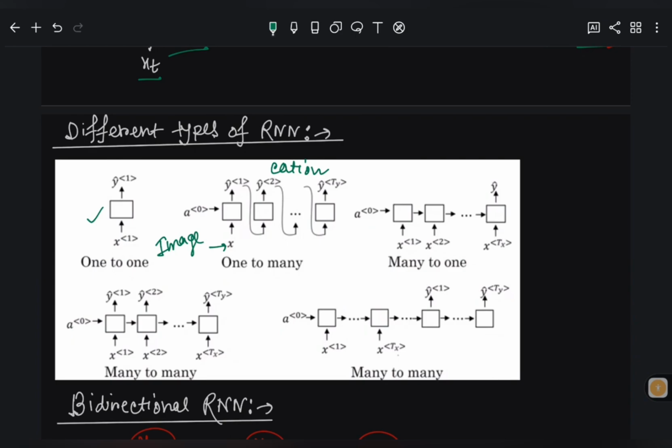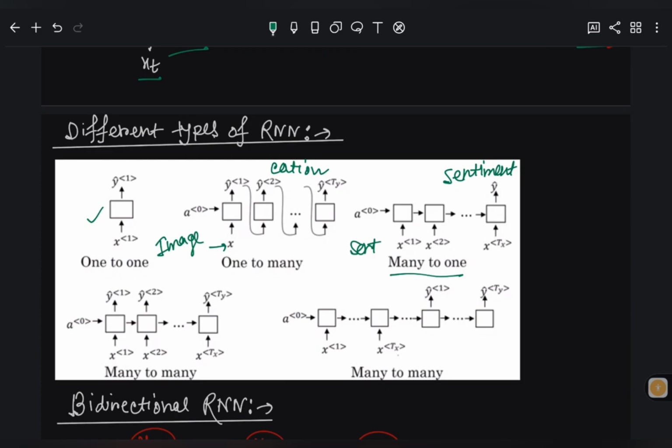Then we have many-to-one, right? So many-to-one is like we are passing a sentence. So this is my sentence which we are passing, and finally at the last timestamp we are getting a sentiment, right? So this is another type of RNN architecture where we are using a many-to-one architecture, and we are doing a sentiment classification, right?